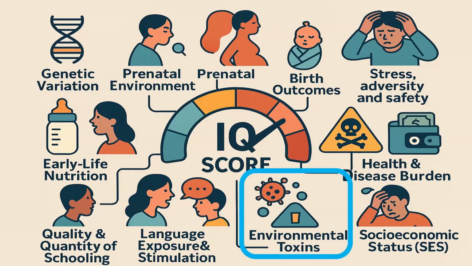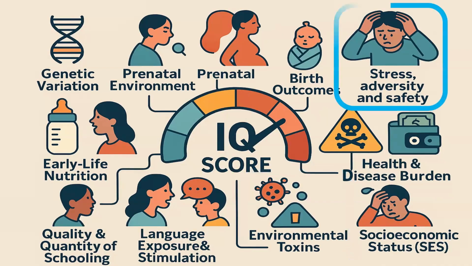Last two, environmental toxins. Did you grow up in a place that had lead pollution, mercury pollution, and other air pollution? These all contribute to lower cognitive scores. If you lived in a very clean environment with very little air pollution, then that would be associated with higher cognitive scores.